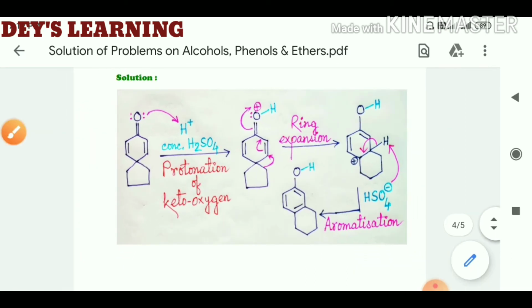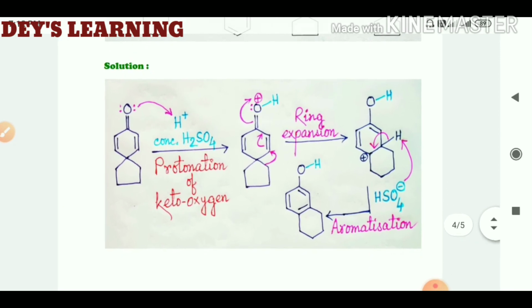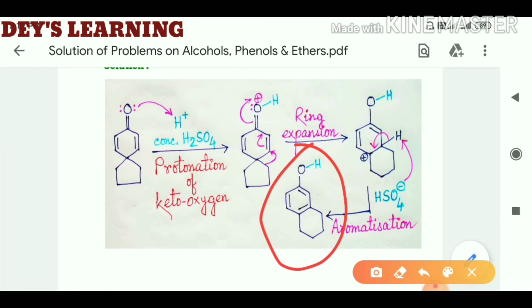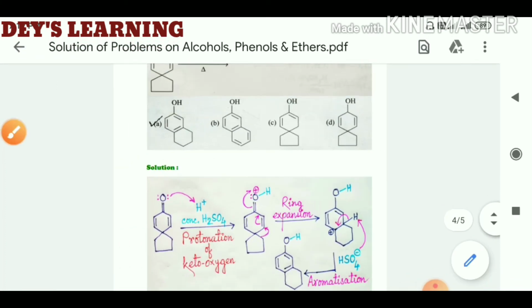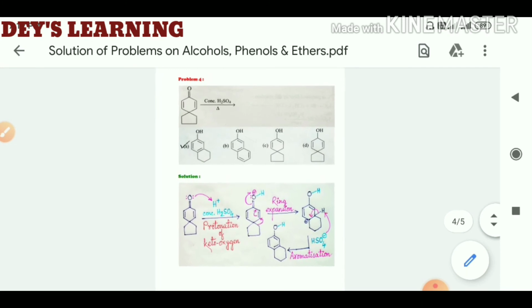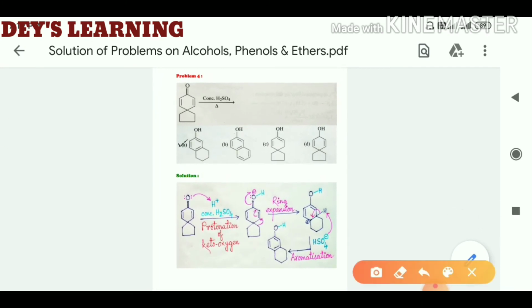So actually three steps occur here. The first step is the protonation step, the second step is the ring expansion, and the last step, deprotonation, that is the aromatization step, occurs, and subsequently we will get this product. So this is our problem, and this is our solution, and the correct answer is option A. Okay, let's proceed.